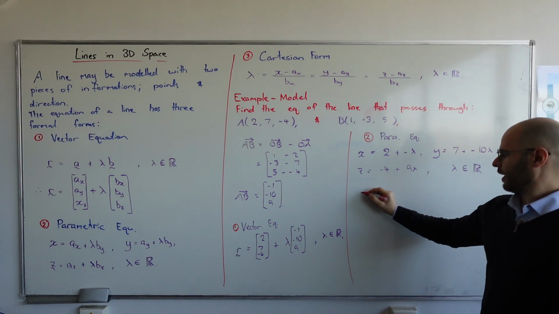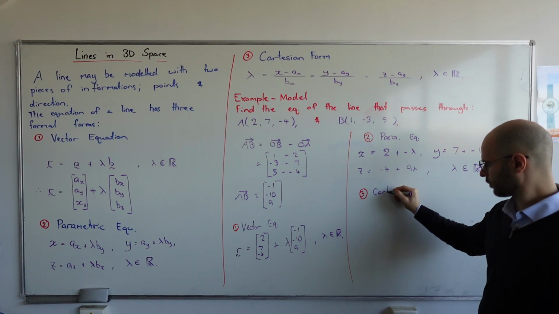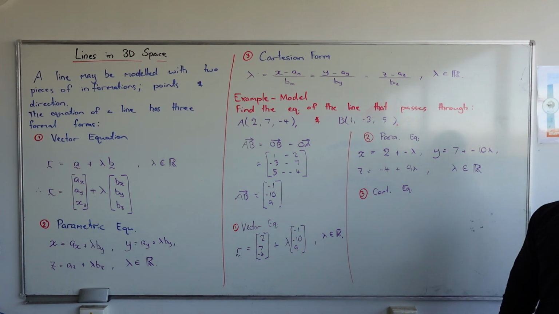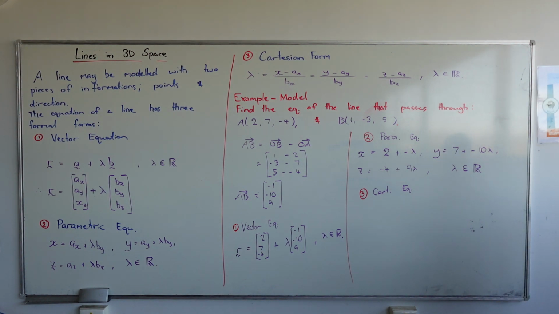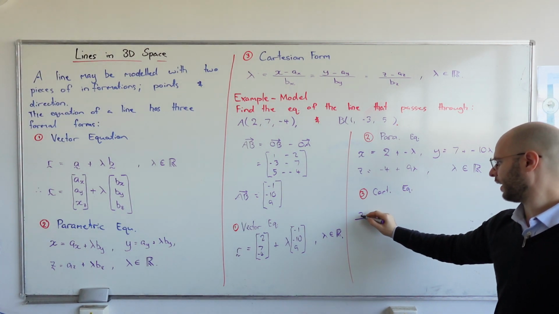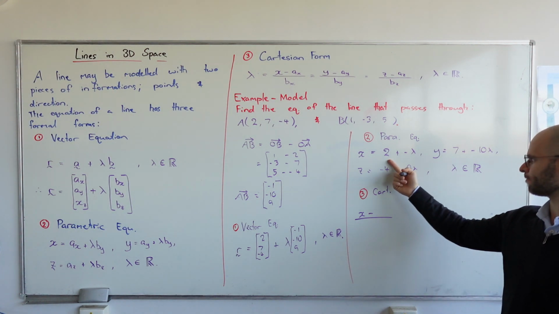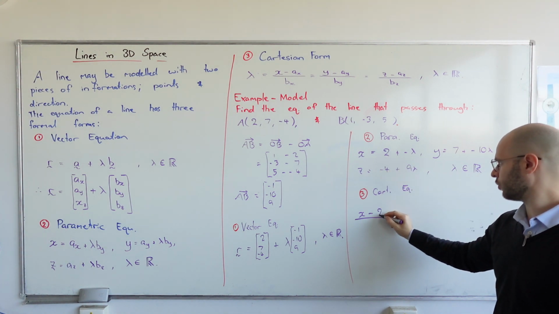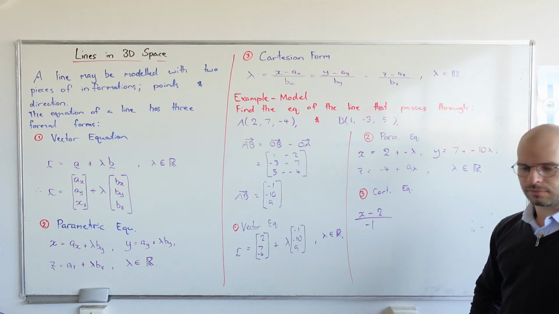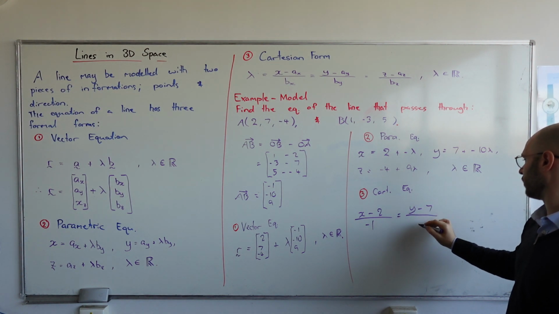So that's parametric, and the final one is Cartesian form. Cartesian form has its own application, even though it's not looking the best. Cartesian form is going to be x take, and what's it going to be take, Patrick? 2 all over negative 1. Y take 7 all over negative 10.